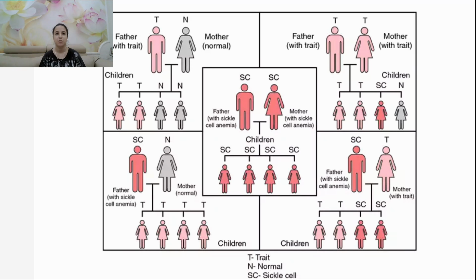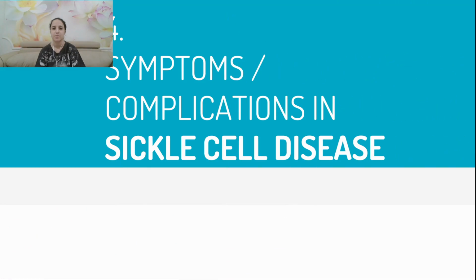It's also important to note that it is called autosomal recessive because if only one chromosome or only one abnormal gene is present, the disease does not show symptoms, or the disease is not present basically. It is only present when both the alleles on both the chromosomes are abnormal. So let us now discuss the symptoms or the complications observed in sickle cell disease. The most common complication or symptom seen in SCD is anemia.